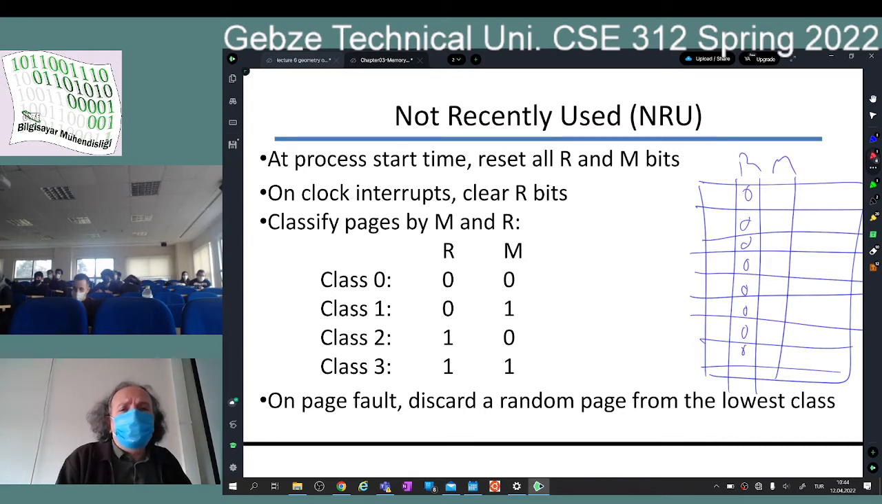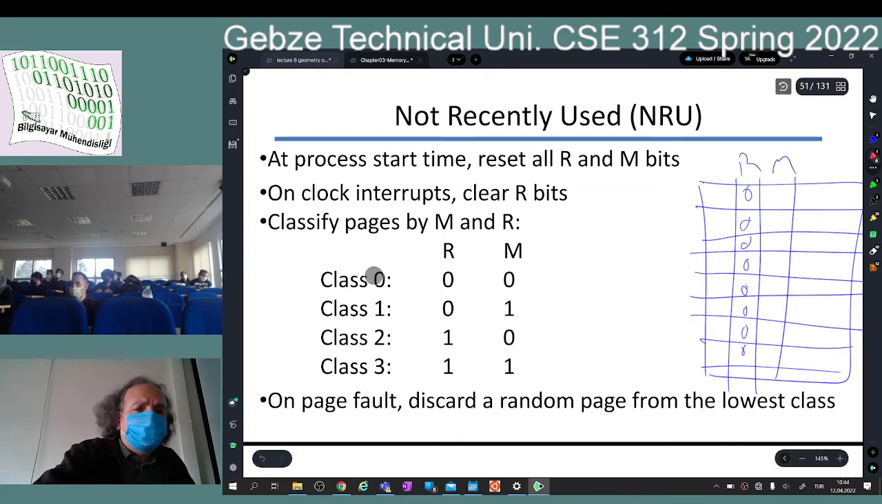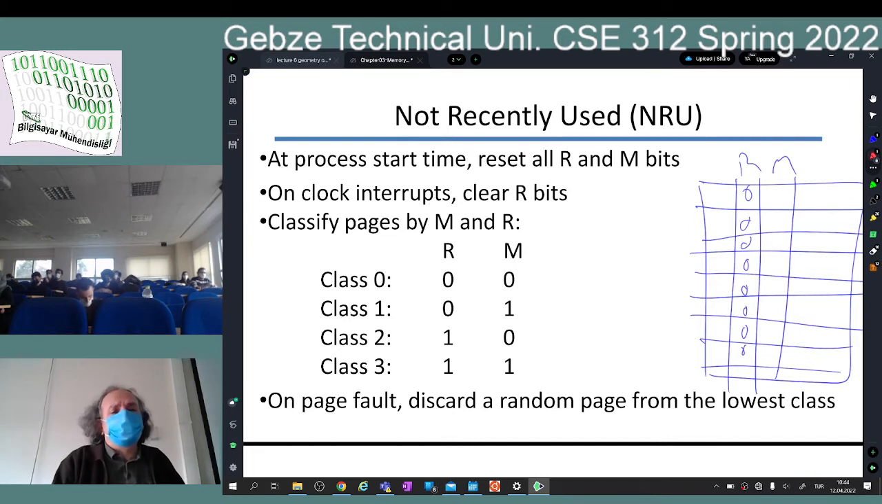So if a page is referenced in the last clock interrupt time, then I'm going to let it stay. Otherwise, I'm going to clear all those referenced bits. And after I do this, I will assign a class label to each page. I will say that if your R bit is 0 and M bit is 0, you are not referenced or modified.